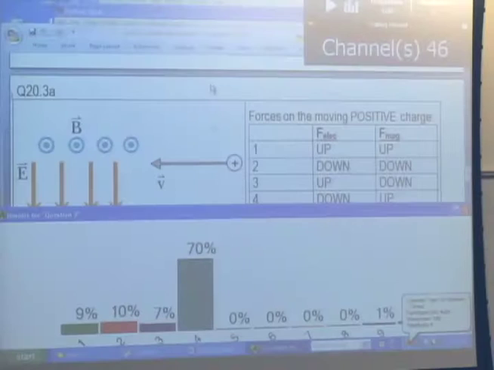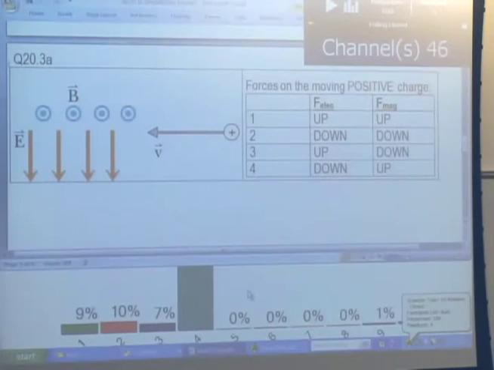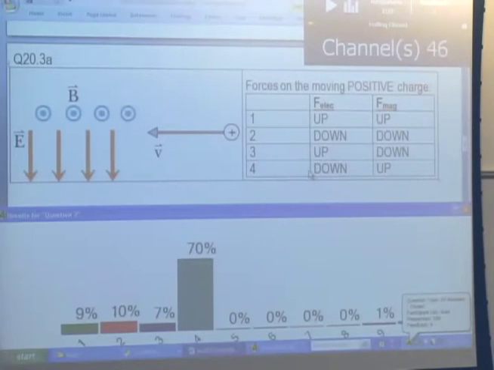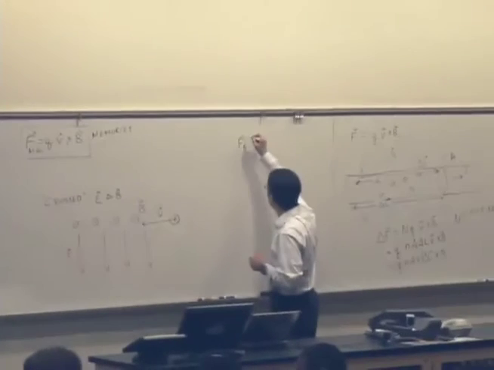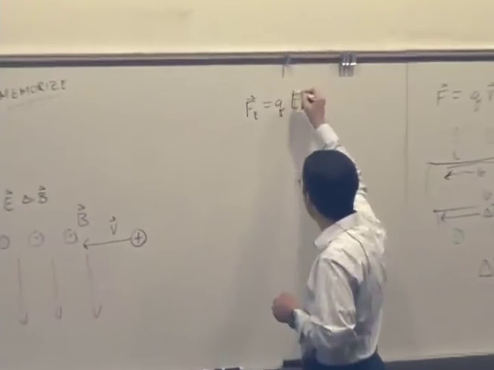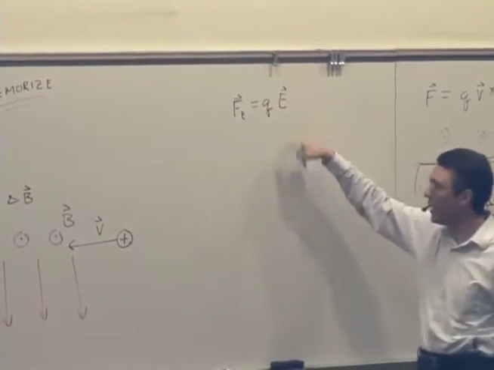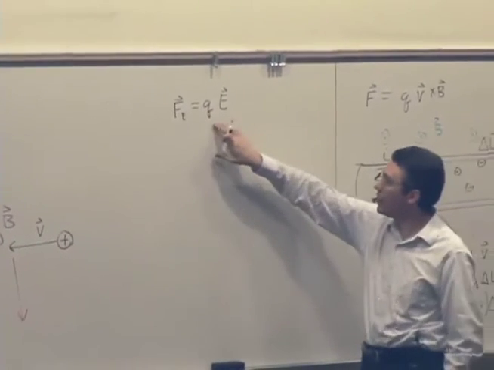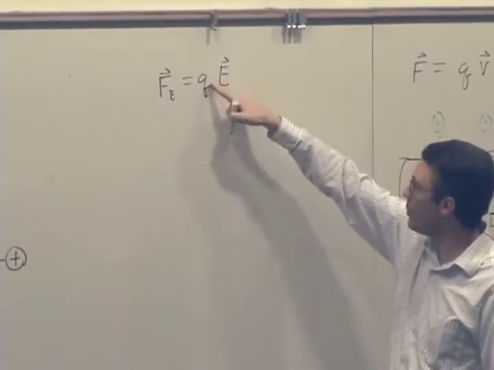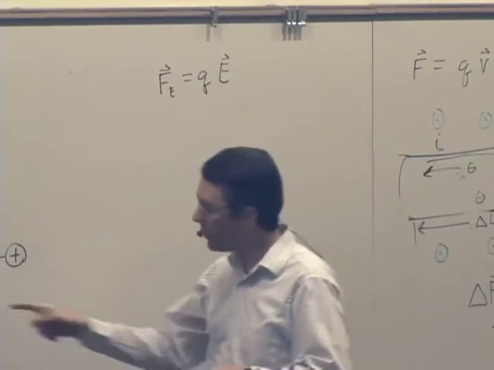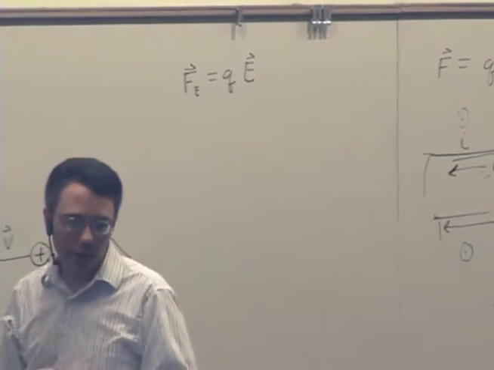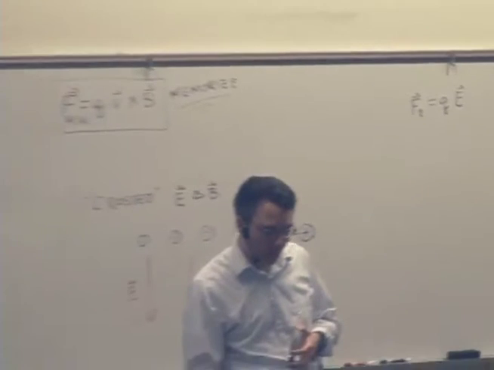Okay, most of us are saying that on a positive charge, we have the electric force pointing down. That just comes from the electric force being equal to QE. If the electric field is pointing downward and the charge is positive, you multiply positive by the electric field, you get a vector that's in the same direction as the field. So the electric force is pointing downward.